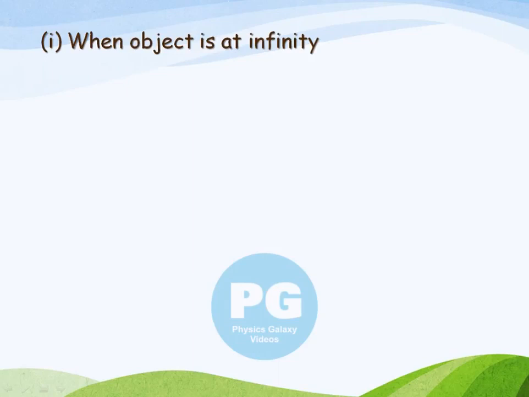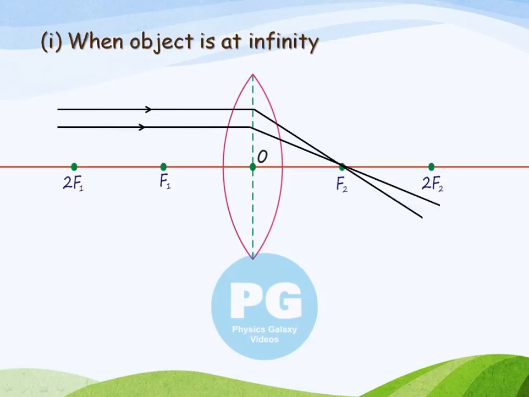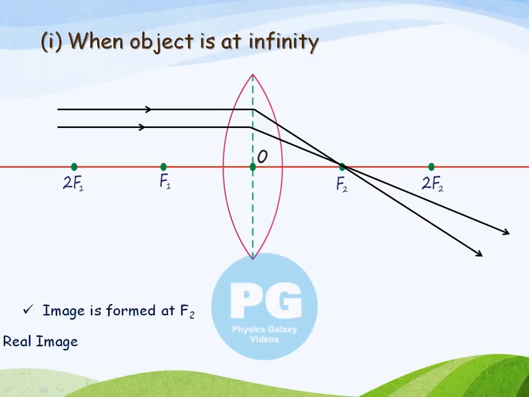Now let's start the image formation. The first case, when object is at infinity. So here is a convex lens and the object is at infinity. When the object is at infinity, we see the rays of light coming from the object are actually parallel to principal axis. And all the light rays that are parallel to principal axis, after refraction will pass through the principal focus on the other side of the lens. So here the two refracted rays actually meet at f2. So we say the image is formed at f2.